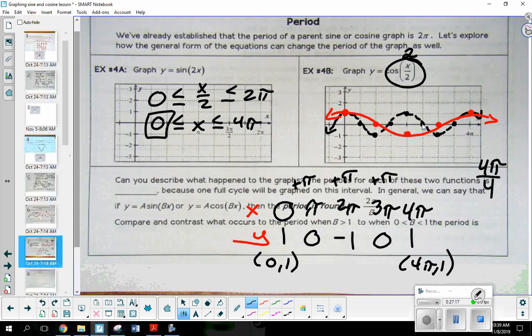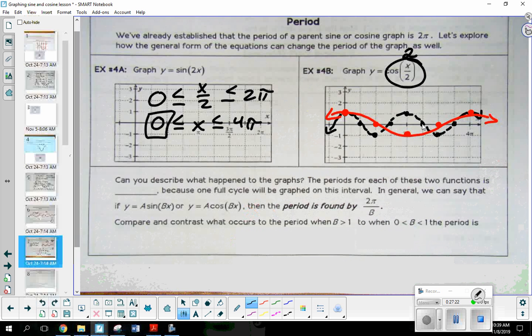Okay, so let's kind of wrap up the period here. Let me take this out of the way. It says, can you describe what happened to the graphs? We've already talked about the reciprocal and the horizontal dilation, so I'm not worried about that. Now, the periods for each of these two functions can be found by this. 2 pi over b. Now, b is always the coefficient of x. Okay, because one full cycle will be graphed on this interval. In general, we can say that for these two functions, the period is 2 pi over b.